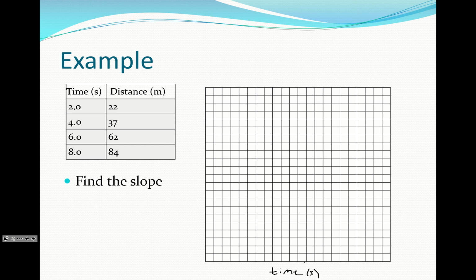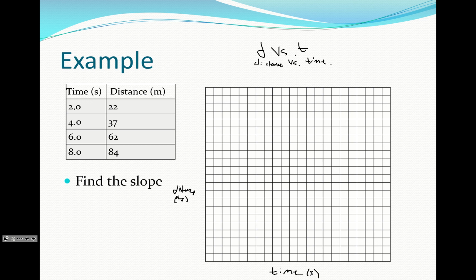So we're going to put time in seconds, and then that means we're going to put distance here, and distance is going to be in meters. So when titling my graph, I want to call this d versus t, or I can call it distance versus time.